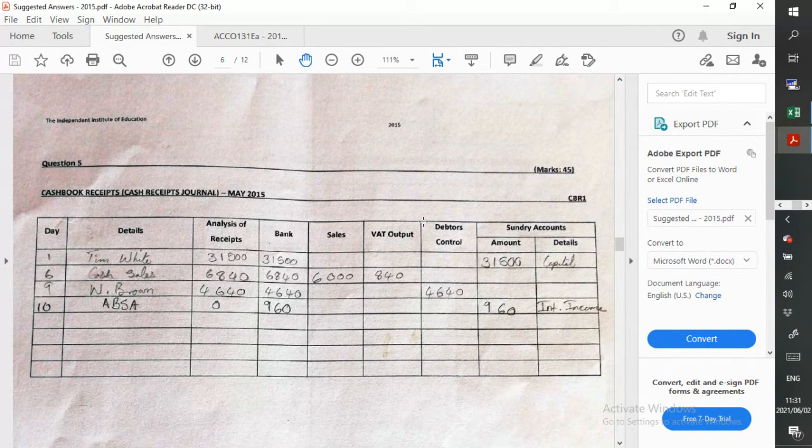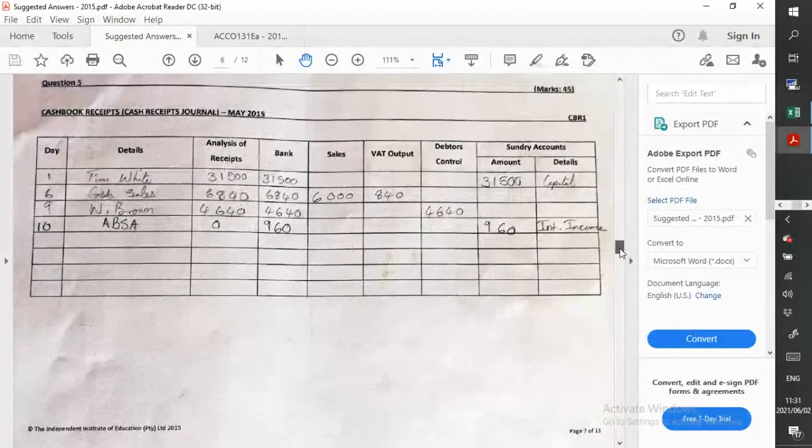Yes, yes. For periodic, we don't account to the cost of sales. Is that correct? Yes, that's correct. Is that all you wanted to ask? Yes. Okay, perfect. Yeah, so we don't account for cost of sales in the cash receipts journal.